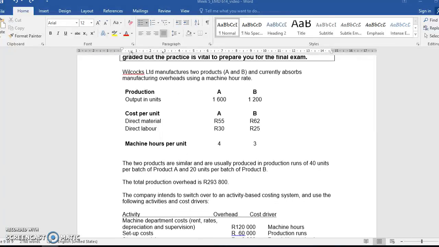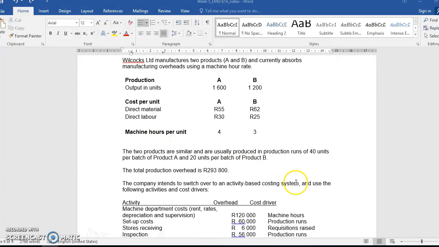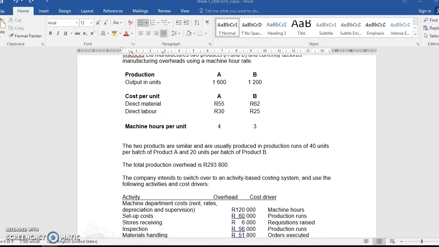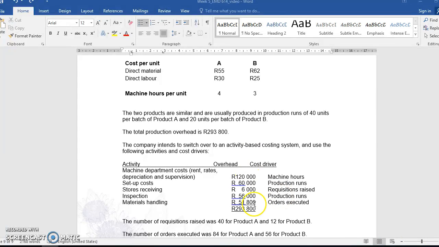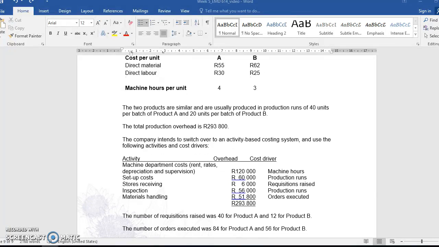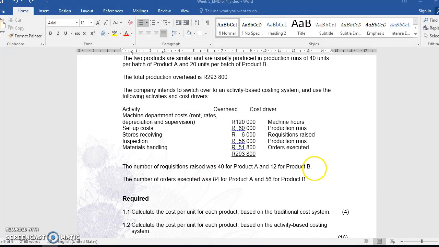And then they give us some more information here. The two products are similar and are produced in runs of 40 units for product A and 20 units per batch for product B. They give us total production overheads, and they're considering switching to ABC, with different components of overheads, as well as the respective cost drivers, and some information on the number of requisitions for product A versus product B, and the number of orders executed for product A versus product B.